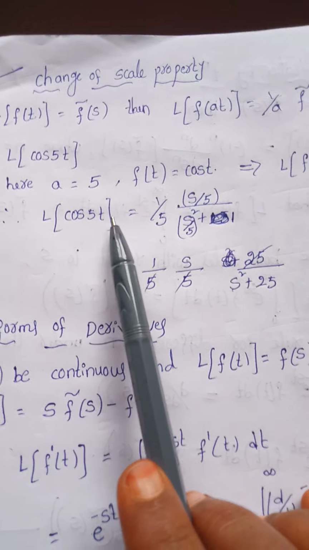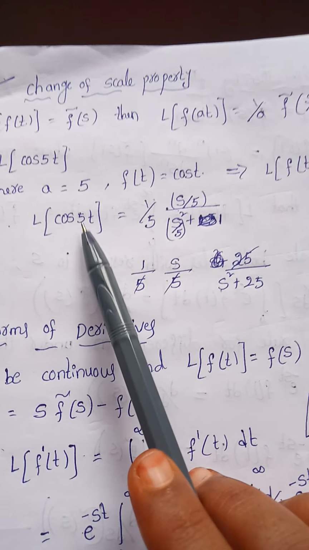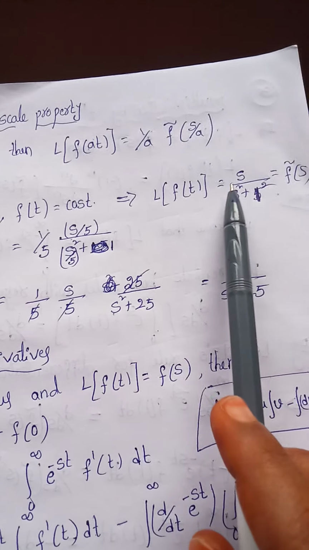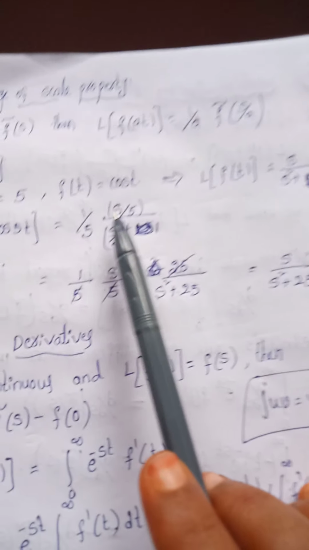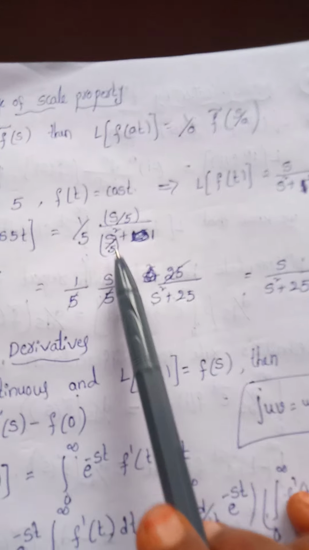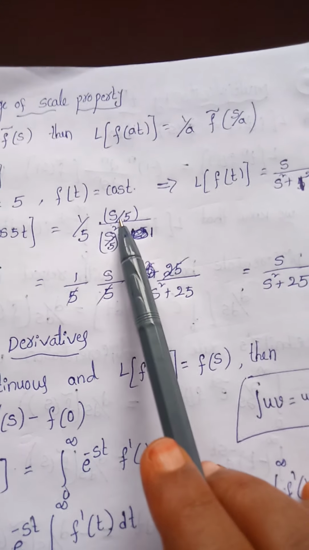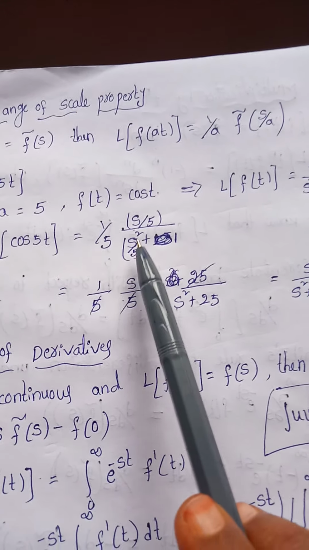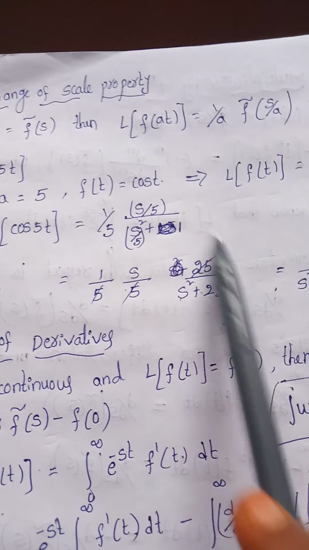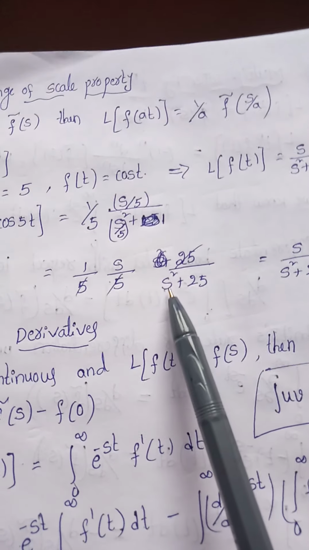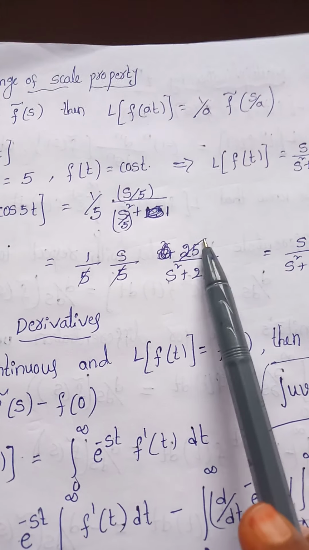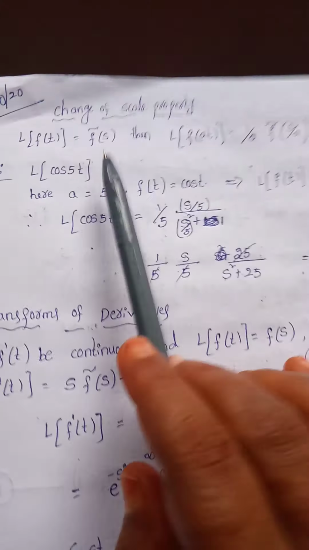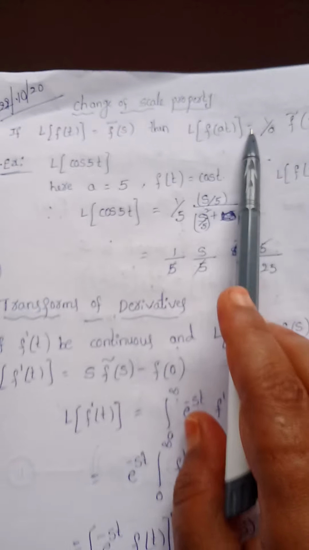L of F of AT is 1 by A, here A is 5, into F bar of S by A, that means you can replace S by S by 5. So S by 5 over S by 5 whole square plus 1. Here you can take the LCM value, S square by 25, 25 is the LCM value. Taking the numerator, 25 by S square plus 25, this 25 cancels. S by S square plus 25. Okay, this is the change of scale property.